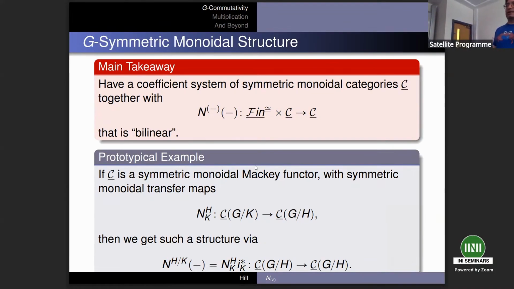So the prototypical example for this is actually a symmetric monoidal Mackey functor, a Mackey functor object in symmetric monoidal categories. And this is going to have transfer maps that I'm going to write as norms, essentially using the same notation that Mike Mandell did yesterday, where now I have these multiplicative transfer maps, multiplicative in the symmetric monoidal sense, from my symmetric monoidal category C at G mod K back to C at G mod H. And then this gives me the initial kind of structure that I wanted by considering the composite of restricting down to K and then transferring back up.